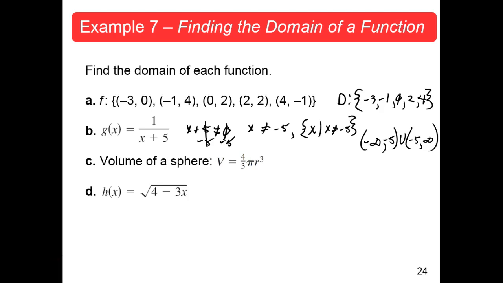Now, here's another one. They didn't mention this before. They kind of hinted at it, but not directly. The volume of a sphere. Here is a formula, an equation for the volume of a sphere. V is equal to 4/3 pi r cubed. What in the world is pi?